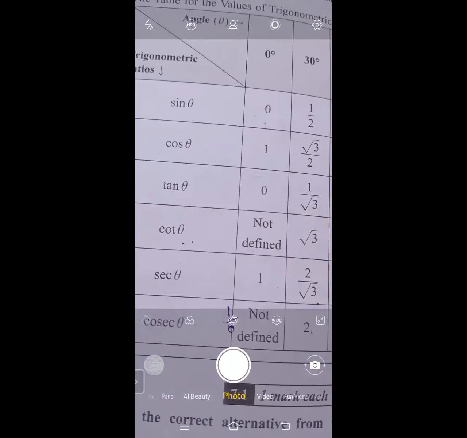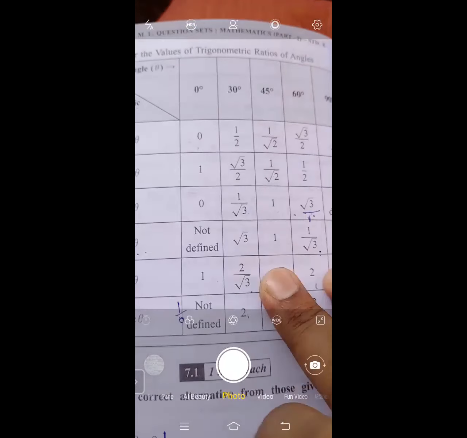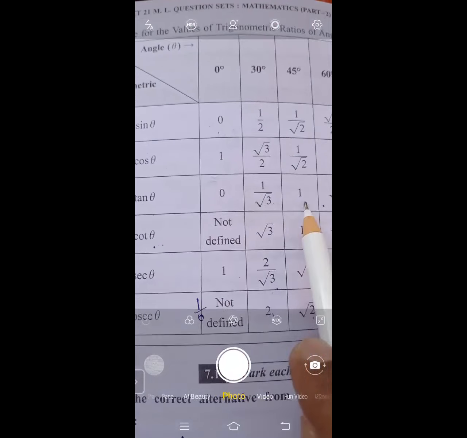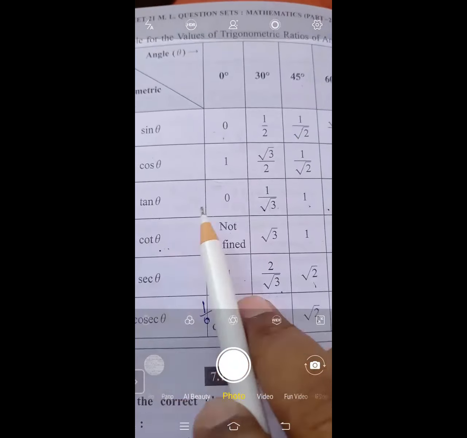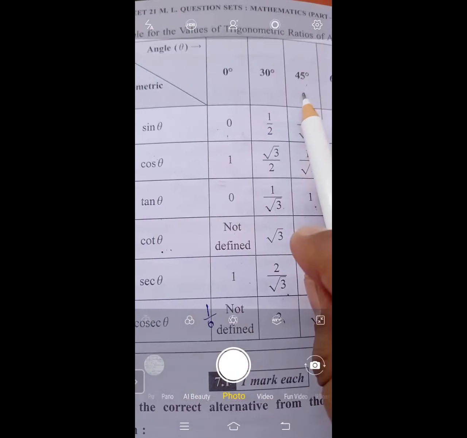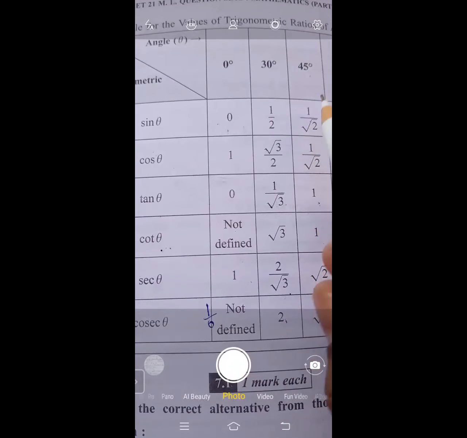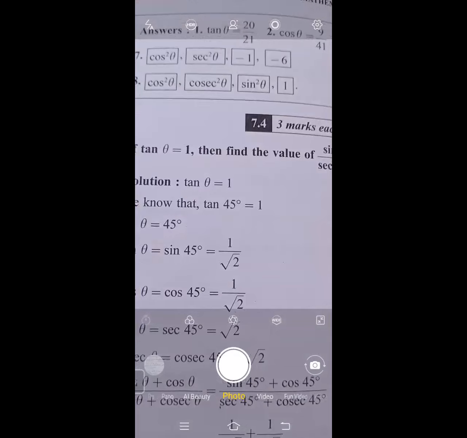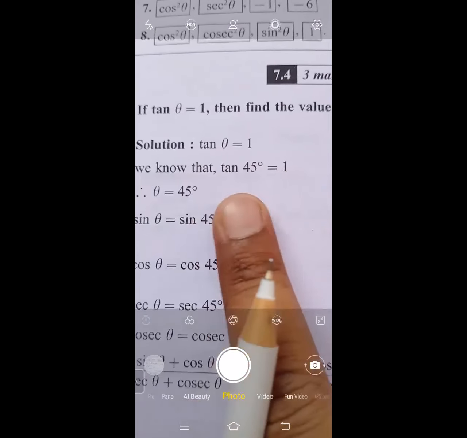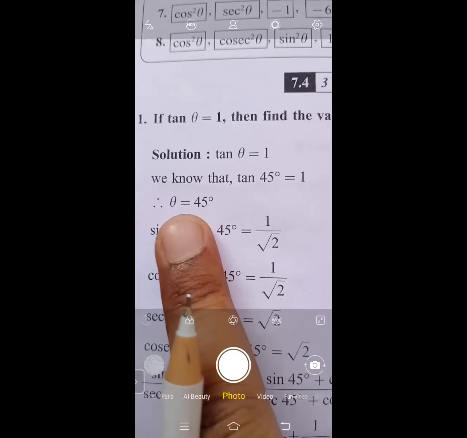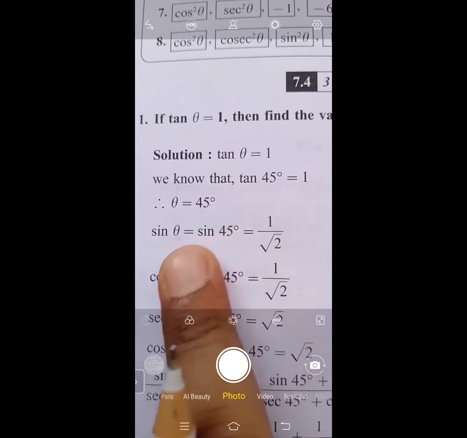Now you can see this table. We have been given that the value of tan theta is 1. So for which angle is it 1? It is 1 for 45 degree. Tan theta is 1 for 45 degree. So we got the particular theta angle, which is 45 degree. So we will substitute that in place of our angle theta. Tan theta is equal to 1, so tan 45 degree equals 1. Therefore theta is 45 degree. So we got theta, and we will compute all the required things.